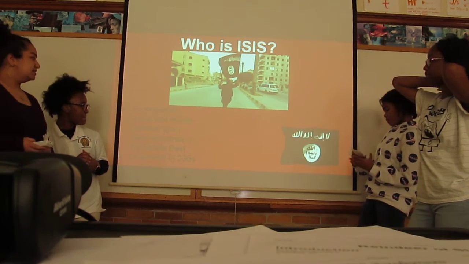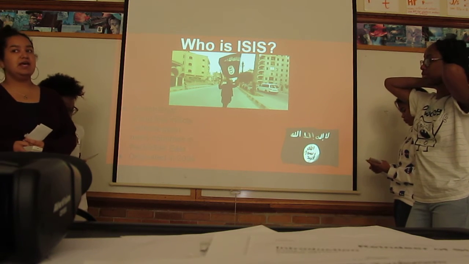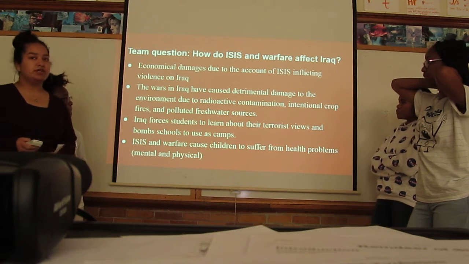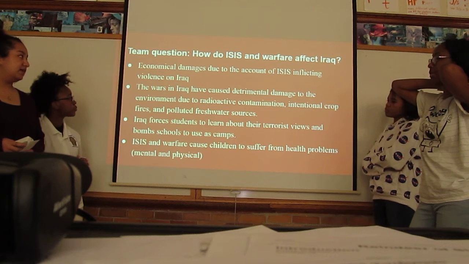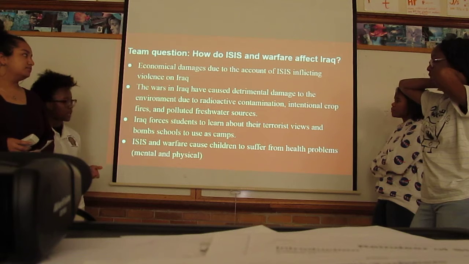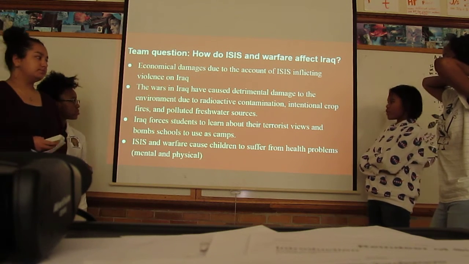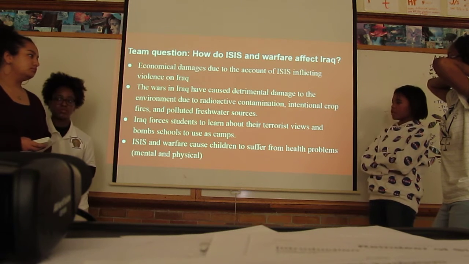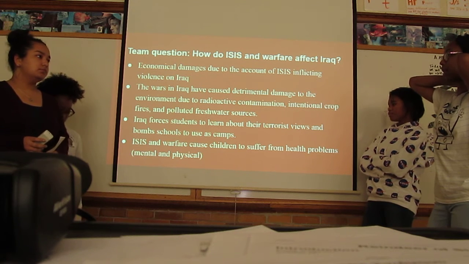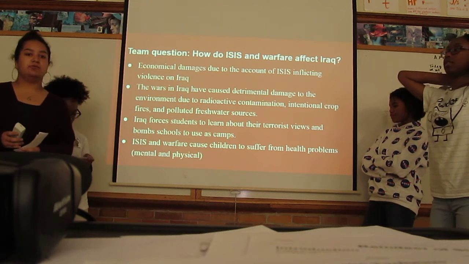Okay, so who is ISIS? ISIS is an extremist group that inflicts harm upon many countries in the Middle East, and it originated in 2004. So our team question was, how do ISIS and warfare affect Iraq? So, economical damages due to the account of ISIS inflicting violence on Iraq. The wars in Iraq have caused detrimental damage to the environment due to radioactive contamination, intentional crop fires, and polluted freshwater sources. ISIS forces students to learn about the terrorist dues and bombs schools to use as camps. And ISIS and warfare cause children to suffer from health problems, physical and mental.